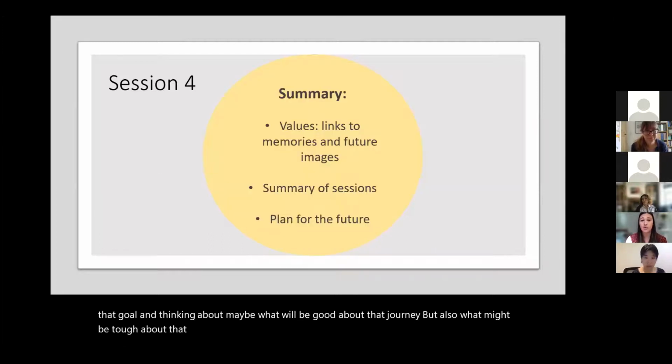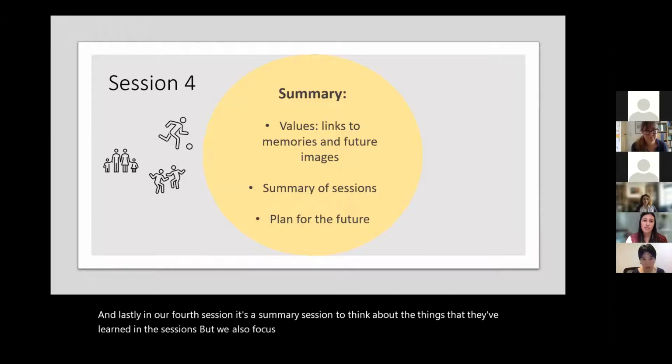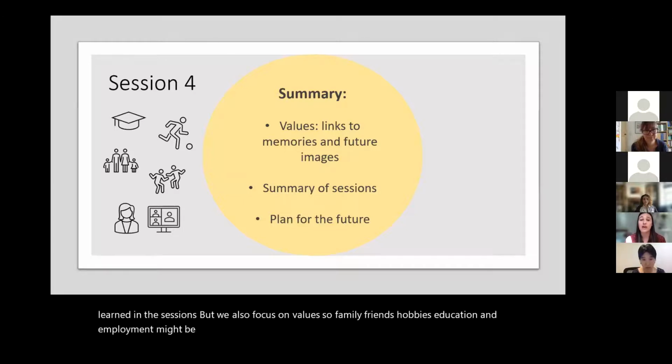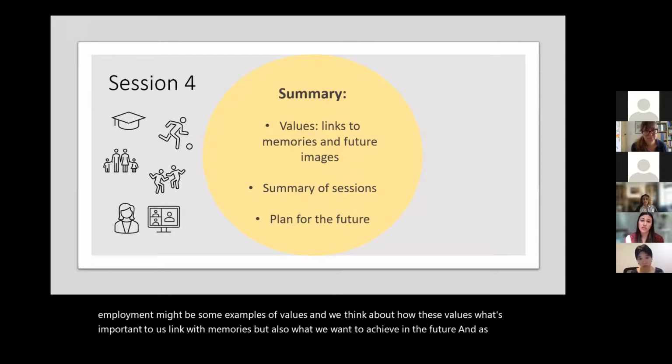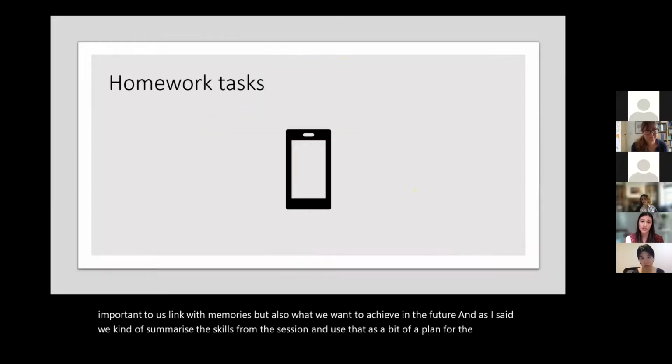And lastly, in our fourth session, it's a summary session to think about the things that they've learned in the sessions, but we also focus on values. So family, friends, hobbies, education, employment might be some examples of values. And we think about how these values, what's important to us, link with memories, but also what we want to achieve in the future. And as I said, we summarize the skills from the sessions and use that as a bit of a plan for the future and how to continue practicing skills.